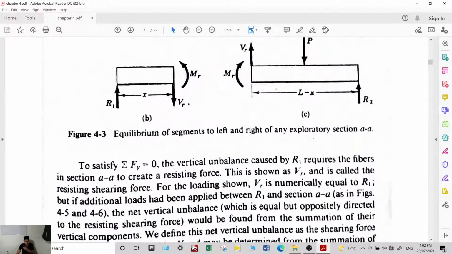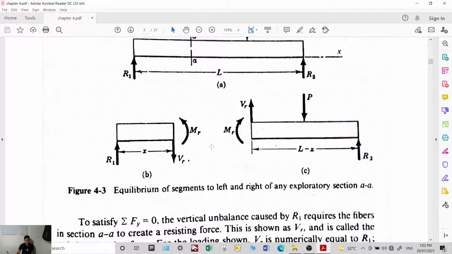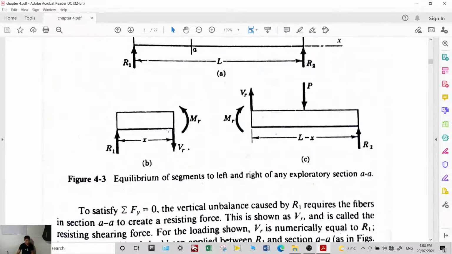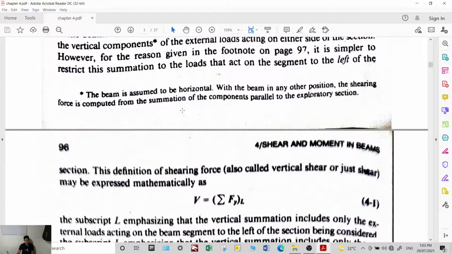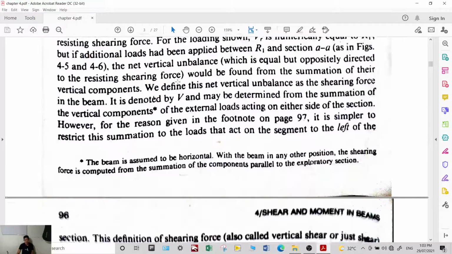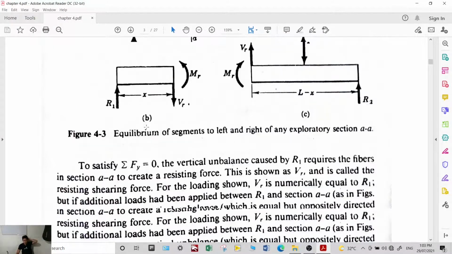Resisting moment, to maintain equilibrium. In the same way, you can consider this one or you can also consider this one. Okay. The question is, how do you get the value of this VR? The value of VR you get by the summation of forces along Y on the left segment.